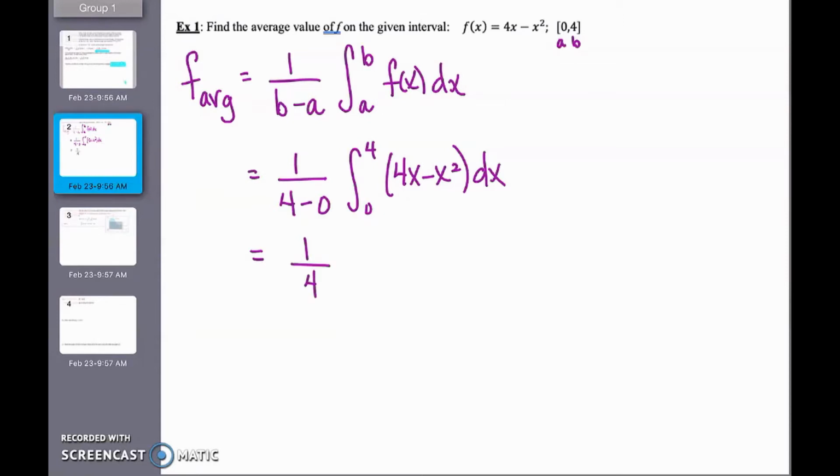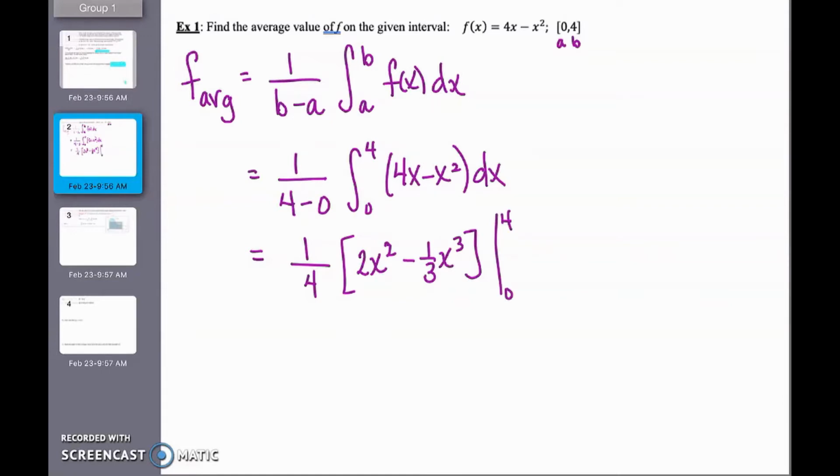And then when I integrate 4x, remember I have to raise my exponent, but then I have to divide. So the x will become x squared, and when I divide 4 by the 2, I end up with 2x squared for my first term. And then my x squared becomes negative 1/3 x cubed. Okay, so there's my integral, and I'm evaluating that on the interval from 0 to 4.